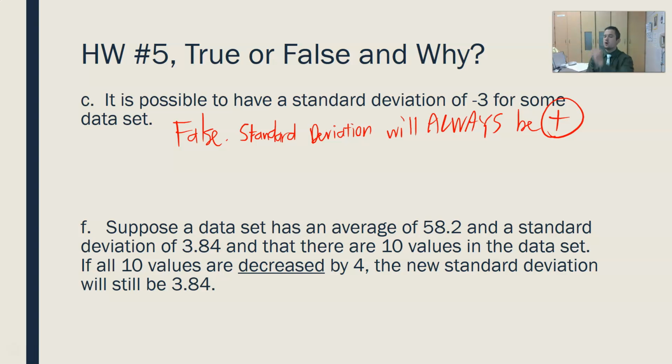Okay, so letter F. This is the last homework problem I'll go over, and then if you have questions, you can let me know. Suppose a data set has an average of 58.2, so this is the average, and a standard deviation of 3.84, and that there are 10 values in the data set. If all 10 values are decreased by 4, the new standard deviation will still be 3.84. So what do you think? If I were to just subtract each of my data values by 4, do you think the standard deviation is going to be the same, or do you think it's going to be different?